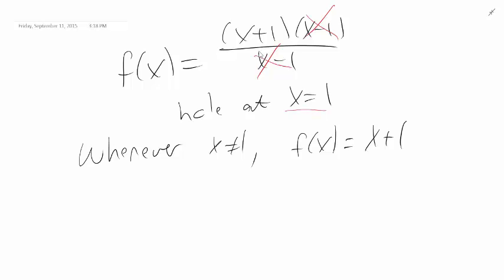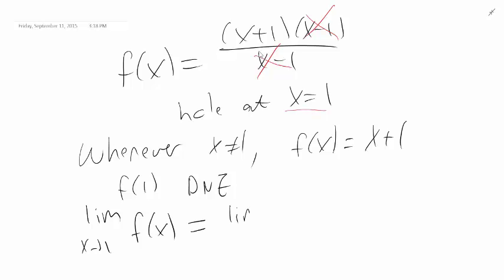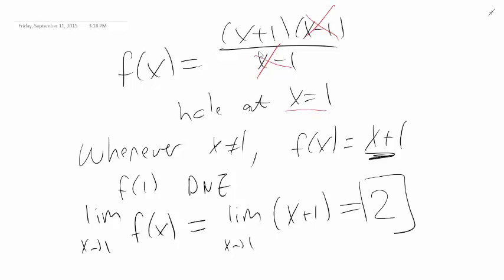So even though f of 1 does not exist, the limit as x goes to 1 of f of x does exist, and it's equal to the limit as x goes to 1 of x plus 1, this simplified function, and that's just 2.